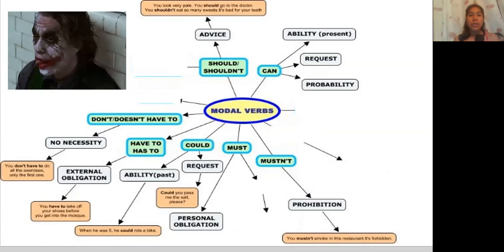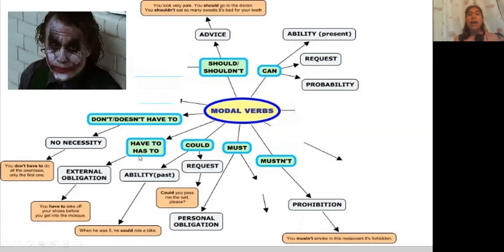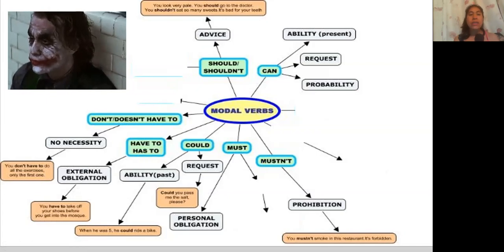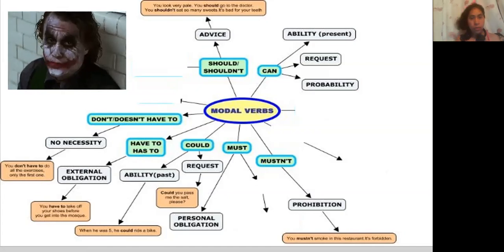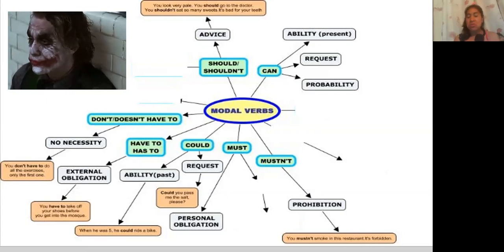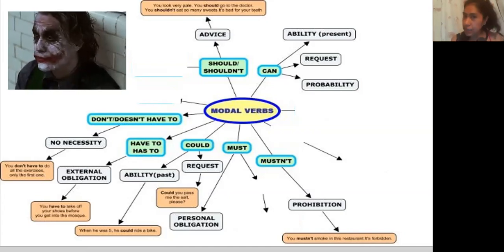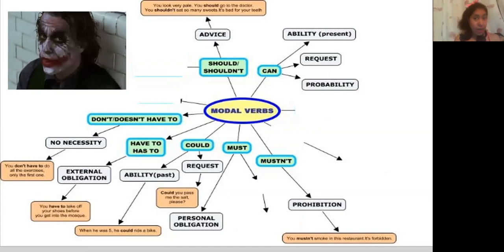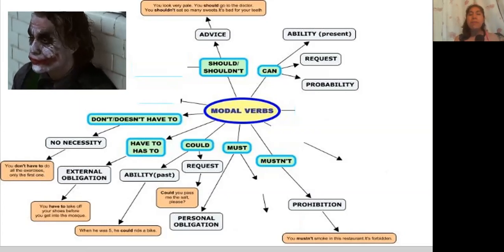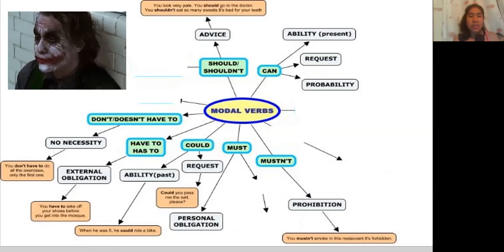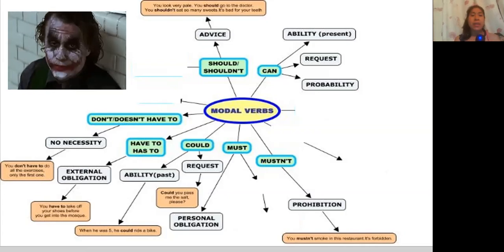Now, move on to the expression have to or has to. This expresses external obligation that comes from a rule or a law. It is not your decision. No choices. You have to obey. But if it is negative, don't or doesn't have to, the meaning totally changes. Now it expresses no necessity. It is not necessary. If you want to do it, do it. If not, it is not necessary.